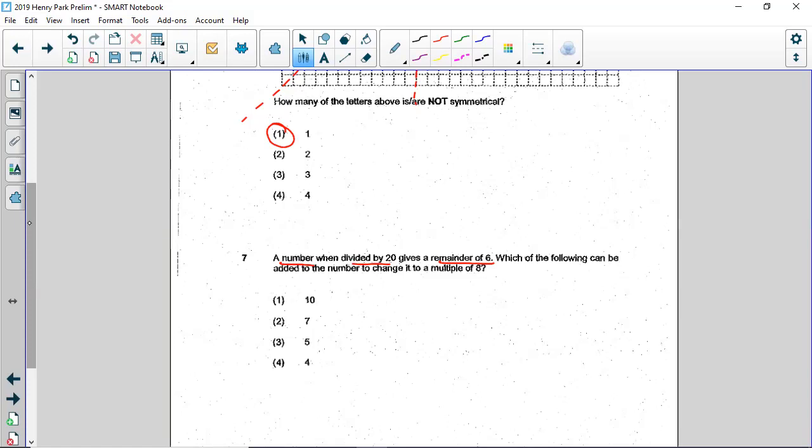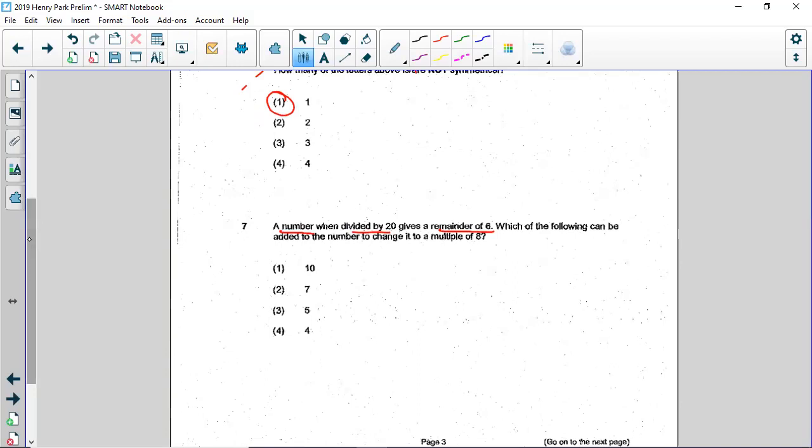Okay, so a number when divided by 20 gives a remainder of 6. So this is the clue to tell you that you can do systematic listing. So how to do that? Have a table. Every time there's systematic listing, it means you have a table. So a number when divided by 20, what does that mean? A number divided by 20 gives a remainder of 6. So what is that? Question mark. You start with the smallest number, which is 1.